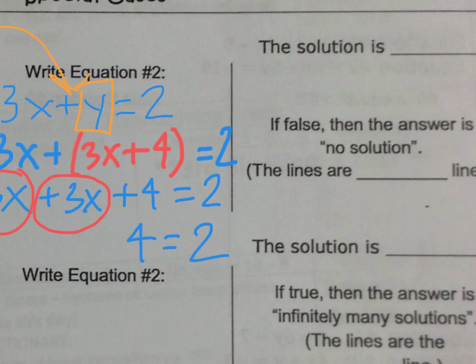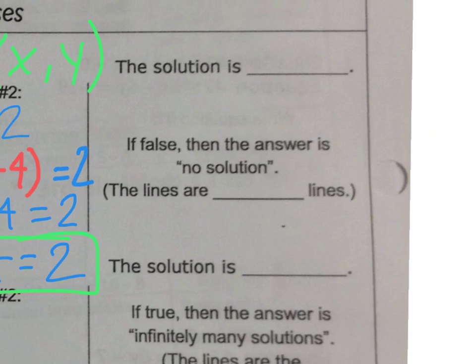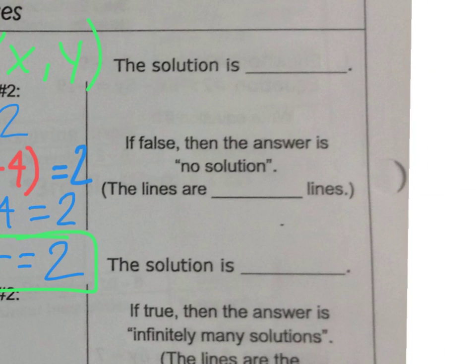And that would be our final answer. However, remember the solution to a system is supposed to be an ordered pair where it has an x and a y. Well, our variables have canceled out here. So 4 is equal to 2 is a special case because is 4 ever going to be equal to 2? No. So our special case here is that the solution is no solution, because our statement was false.